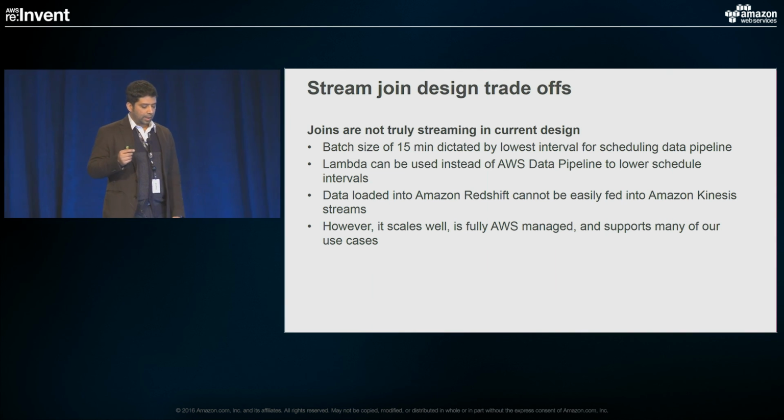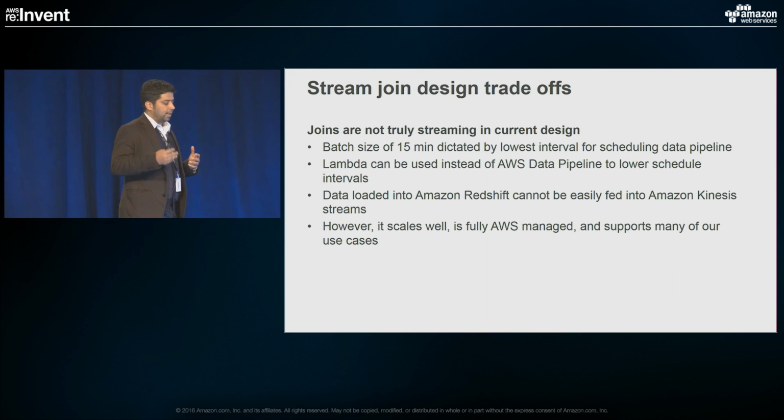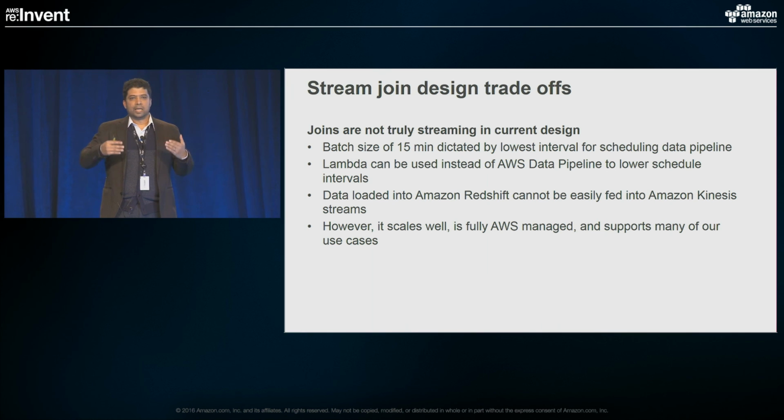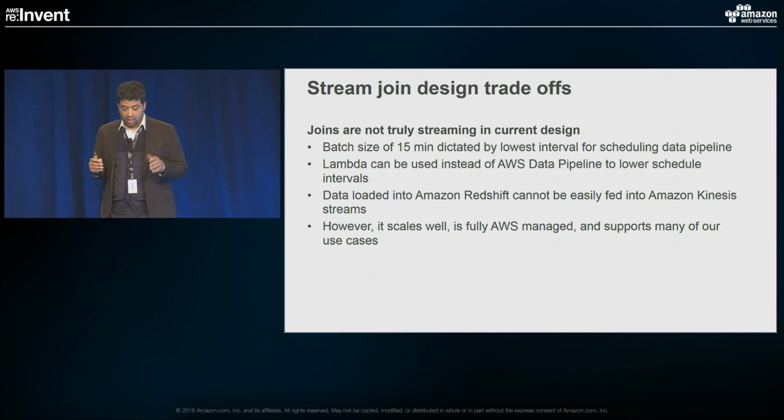But the other issue I feel with our approach is that once data gets into Redshift, it's not easy to take it out of Redshift and stream it to a destination. It's possible to have data from Redshift be unloaded into files in S3 and then set up a Lambda that writes into Kinesis, but all of that is expensive and really doesn't feel correct. And so that, I feel, currently is one of the issues with our current approach. However, I do want to point out that our current approach scales really well. It's fully managed by AWS, and it supports many of our use cases.